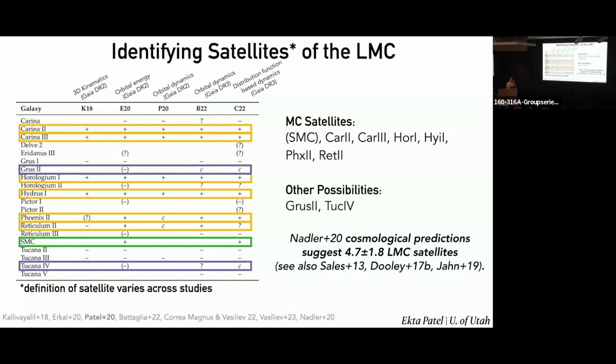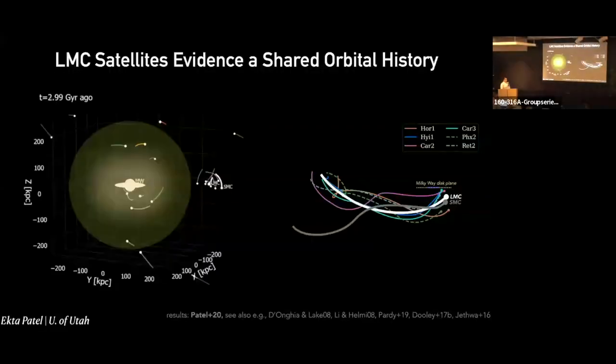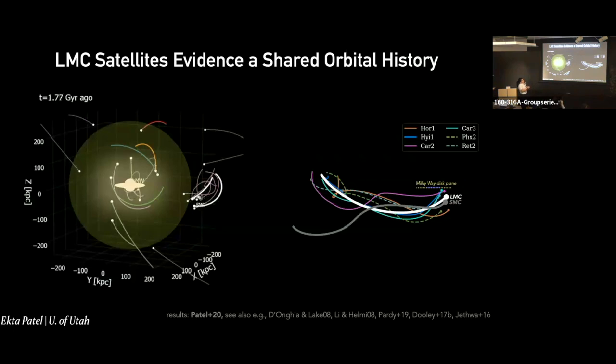But I would say this is one area why we might be getting some different answers. So I like to show this visual. It gives you a nice representation of these satellite galaxies. So here you're looking at orbits being integrated forward in time. We have our Milky Way sphere.